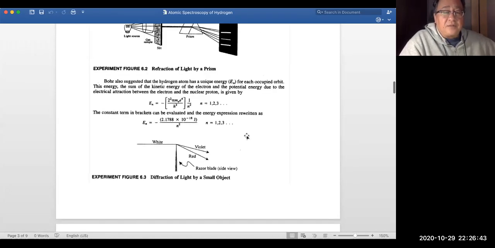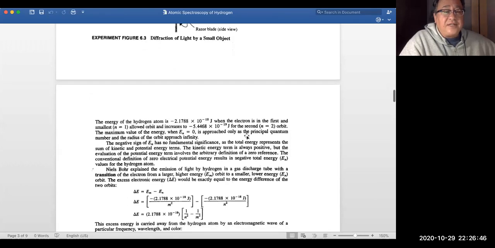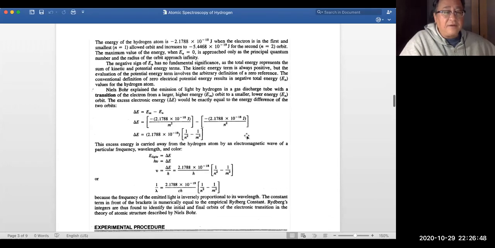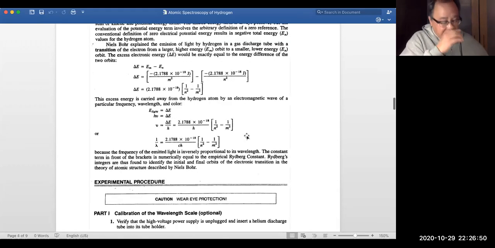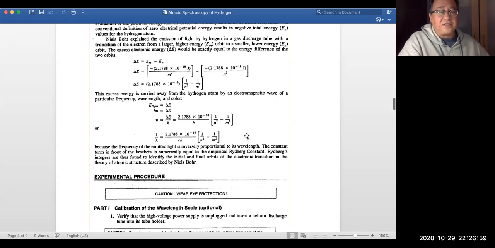Okay. Now I'm going to scroll down, and you can see that we have here another very important equation. And here, I don't really like the way they arrive at this equation. We're going to skip this, and I'm going to show you how I arrive at this equation later.